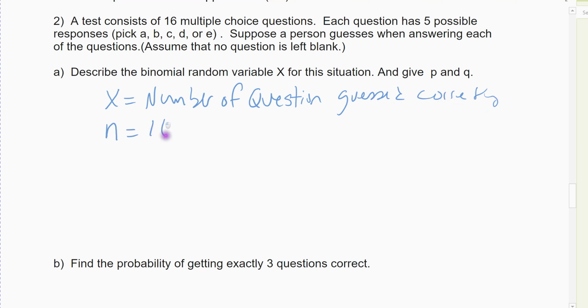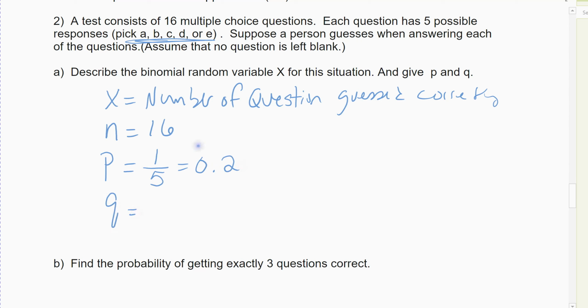So n would be 16. They're going to try 16 questions. Probability of success: well, in a multiple choice question there's one correct answer. In my choices A, B, C, D, or E, one of those is the correct answer. 4 of those are what we call foils. And so the probability that you guess a question correctly is a 1 in 5 chance, or 0.2. 20% chance you guess a question correctly.